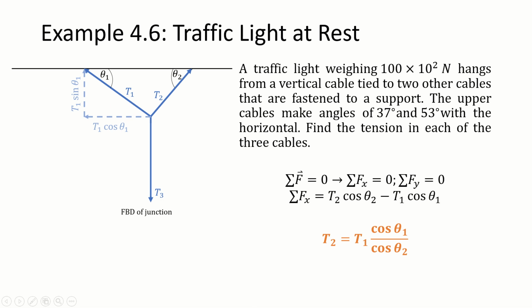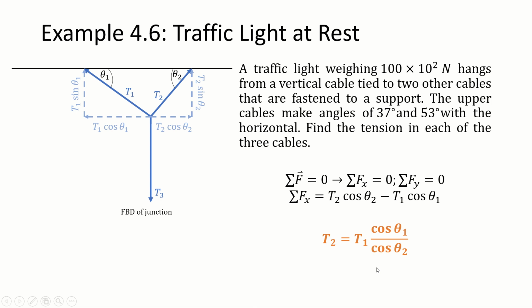From there, you can decompose the vector of T1 into T1 sine theta 1 and T1 cosine theta 1. For T2, on the other hand, you have T2 cosine theta 2 and T2 sine theta 2. So this is also theta 2. And if you just look exclusively at the x direction, you notice that T2 cosine theta 2 points to the right, so that's why it's positive. And T1 cosine theta 1 points to the left, that's why it's negative. Since the sum should be equal to 0, all you need to do is isolate T2 to give you this equation. So now you're done with the x direction.